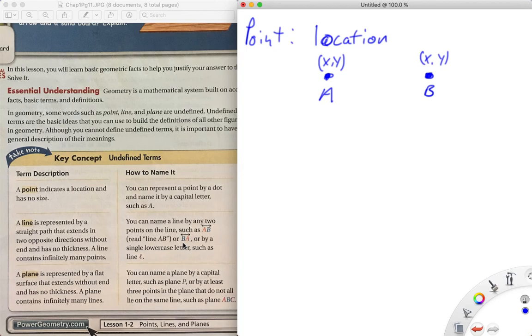A line, as the book says, is represented by a straight path that extends in two opposite directions without end and has no thickness. The line contains infinitely many points. So a line is comprised of at least two points. In order to actually draw a line, you need at least 2 points.